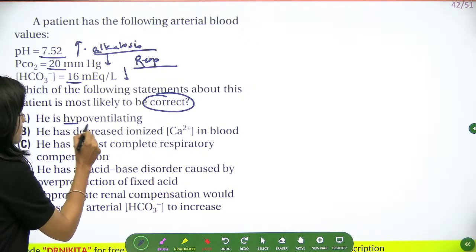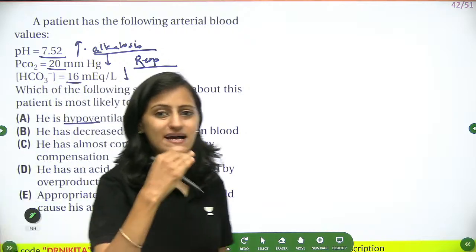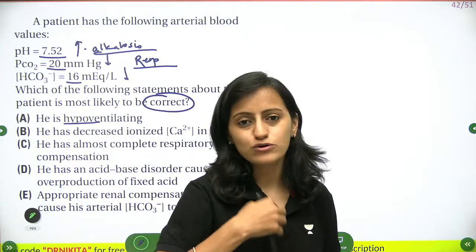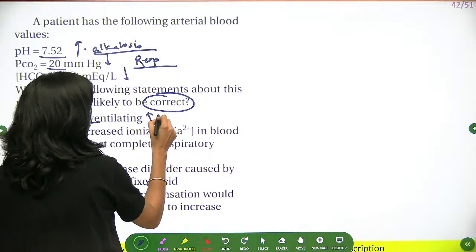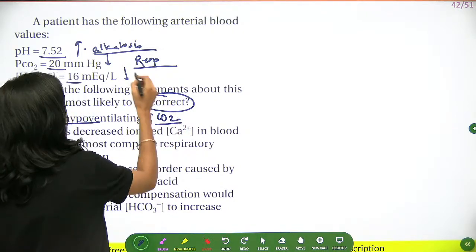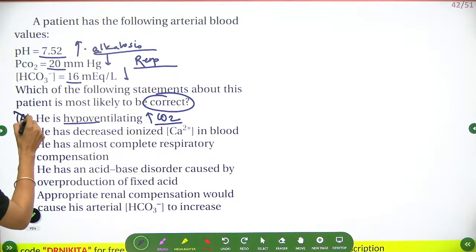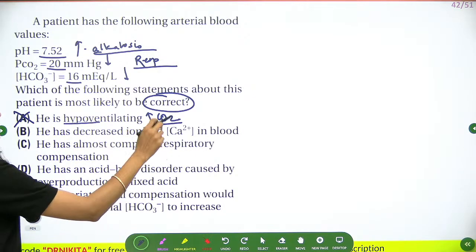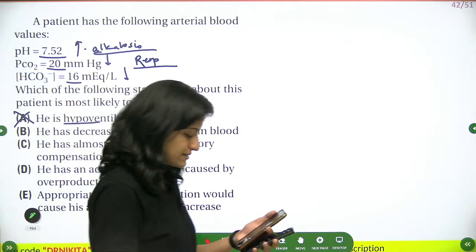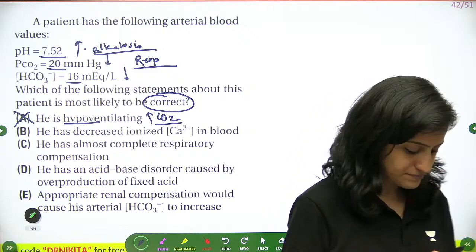He is hypoventilating. When anybody is hypoventilating, the CO2 does not go out. So the CO2 increases. There's going to be your increased CO2. But here the patient has decreased CO2. So this is incorrect. He has decreased ionized calcium in the blood. Is it correct or incorrect?